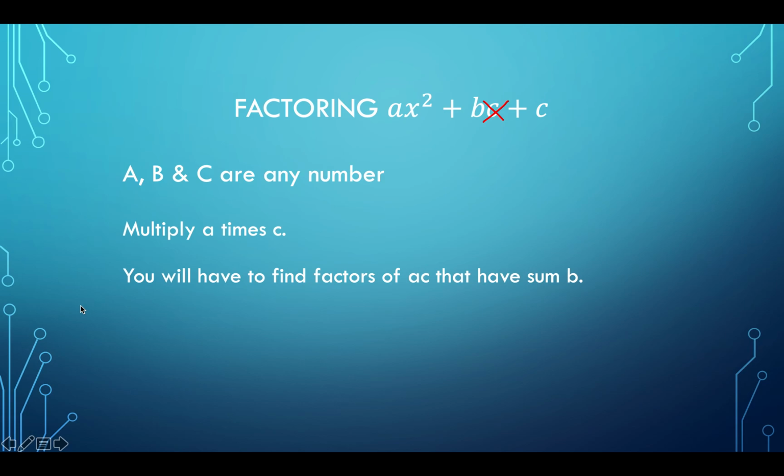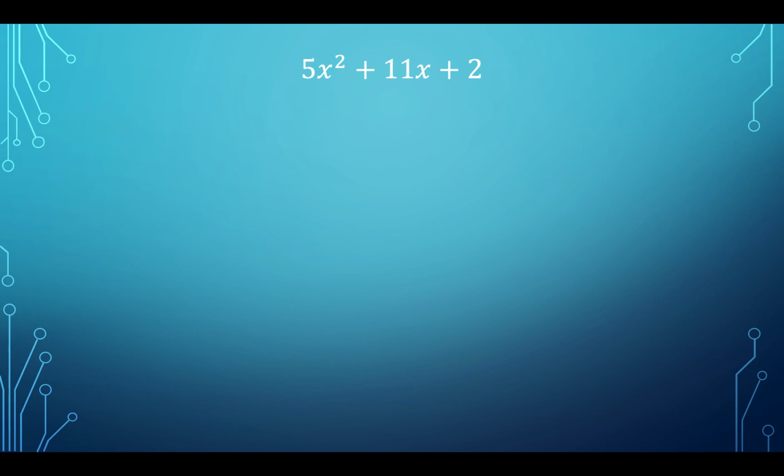So we're going to multiply a times c, and we're going to get a number. Then we're going to have to find factors of whatever that number was that have the sum of b. And then we're going to add the factors of a times c that give you sum b. So we're going to go over this.